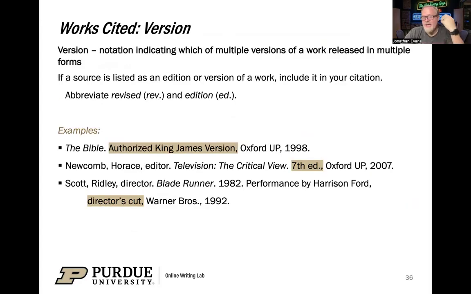All right. Then we have a discussion about version. This goes into what we were saying earlier when we talked about the Bible. The Bible, the Authorized King James Version. Or in the other case here, we have seventh edition, which means something's gone through several publications. Or in the last case, Blade Runner, the director's cut. That is the version of something. And then you can even see here that we have some formulation for ed. for edition and rev. for revised. These are little abbreviations for us to use as well.